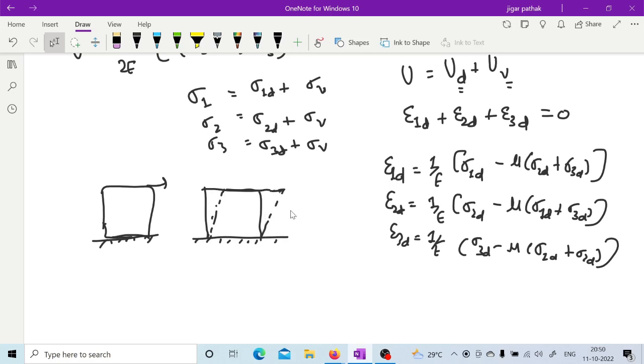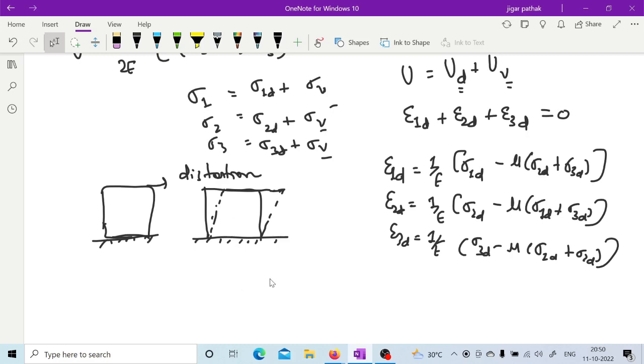Are you getting it? Yes, sir. So this is a change in shape only, not a change in size. There is no change in volume, right? So this is how distortion takes place. And the other part is responsible for volume change, the volumetric component, which is going to be responsible for volume change.